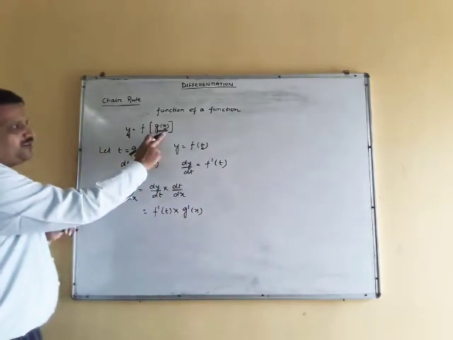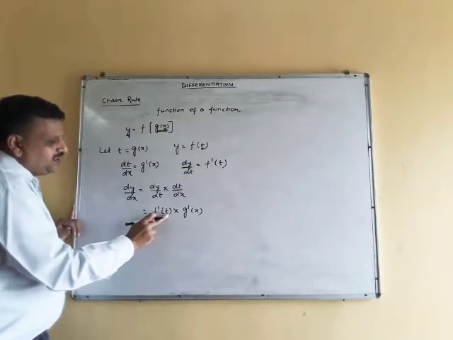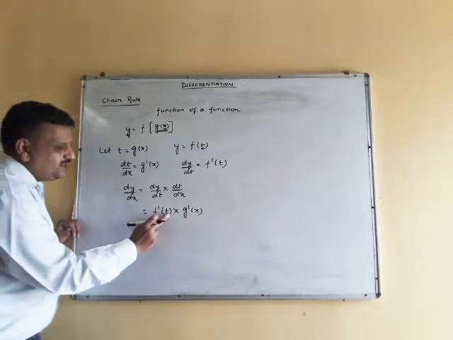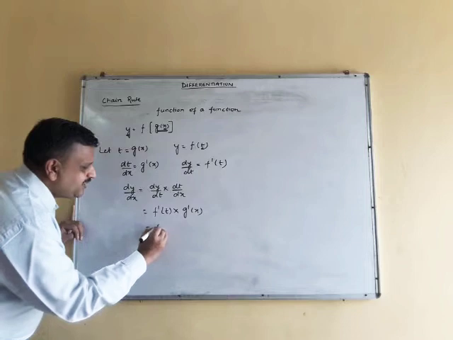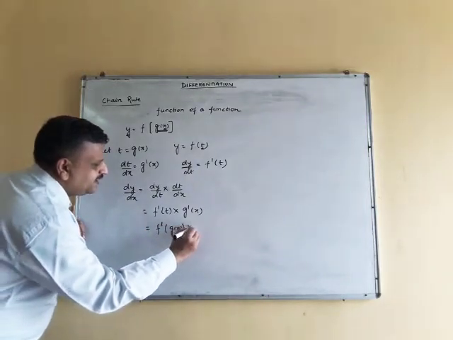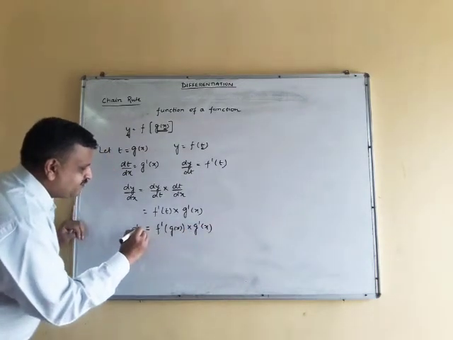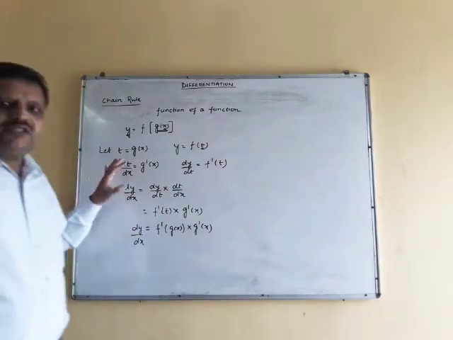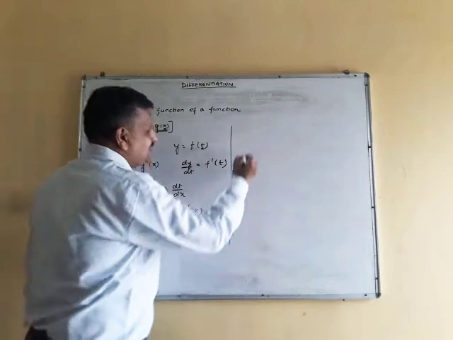Now since y is a function of x, the derivative should also not be in t, so we have to resubstitute t. The value of t is g(x), so we write it as f dash g(x) into g dash x. So this is the derivative of y with respect to x. In this way we apply the chain rule. Now let's take an example.